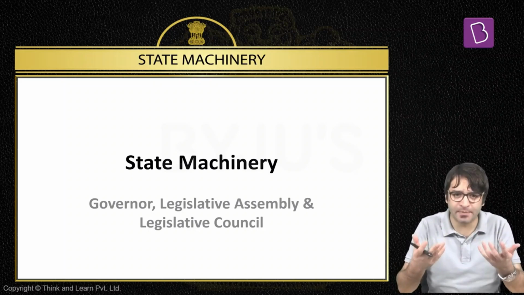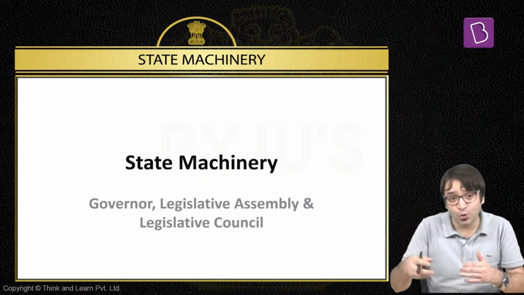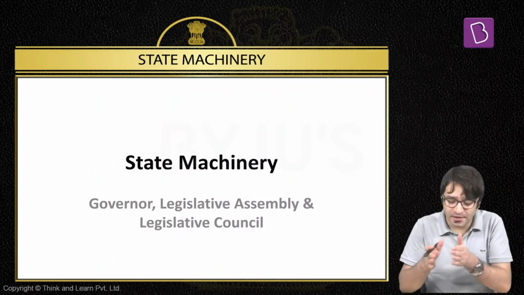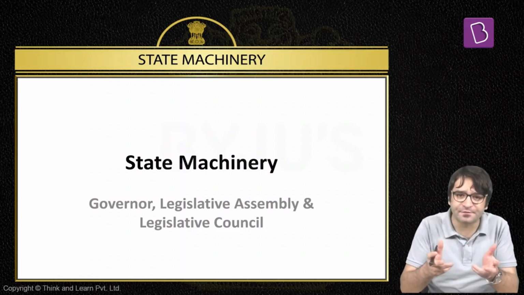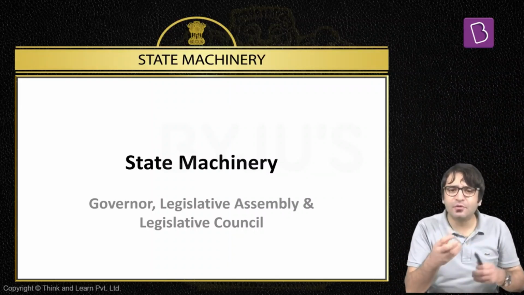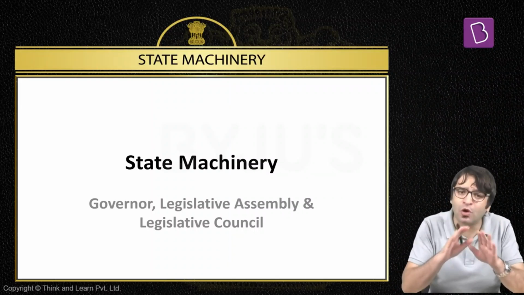Union legislature or Parliament of India consists of president, who is an integral part of executive as well as legislature. So parliament consists of president, Rajya Sabha, and Lok Sabha. In a similar fashion, we have the state legislature as well. State legislature consists of governor, legislative council, legislative assembly. But there are only few states in India which have legislative councils in place. Not all states have legislative council.